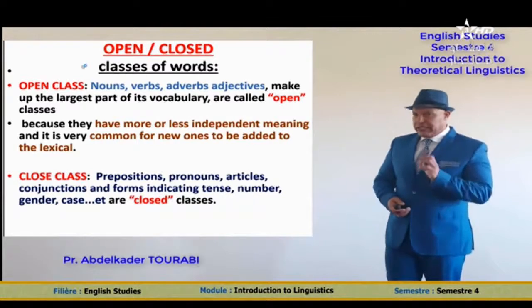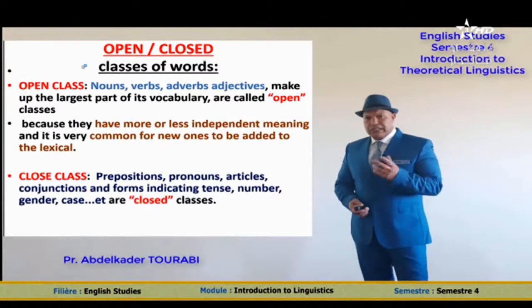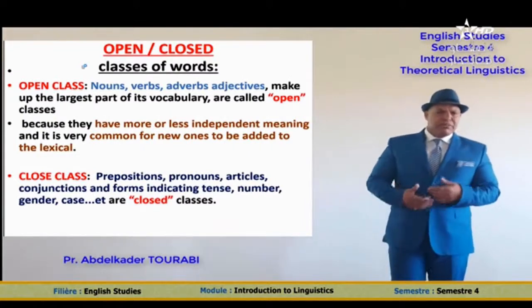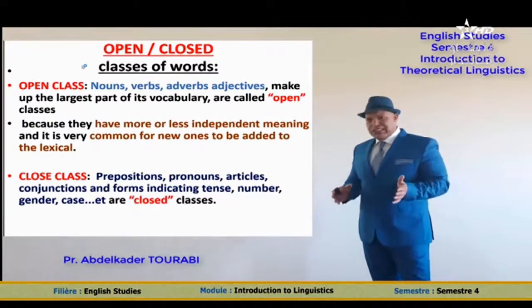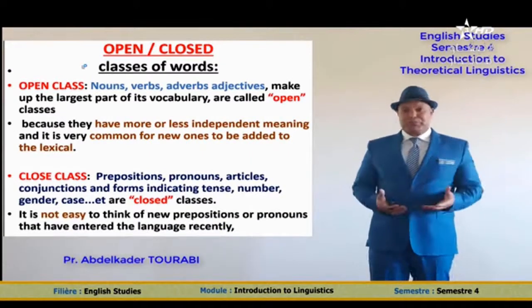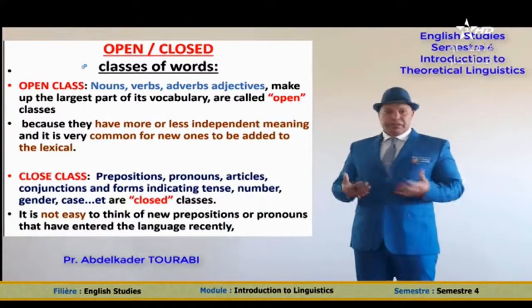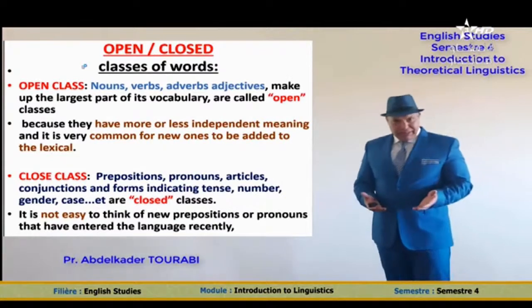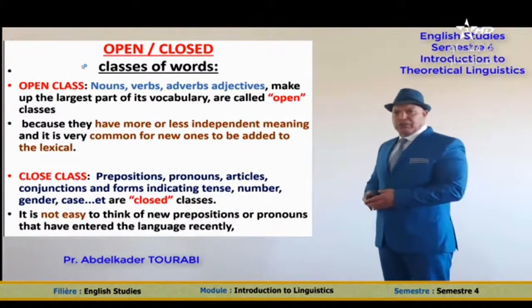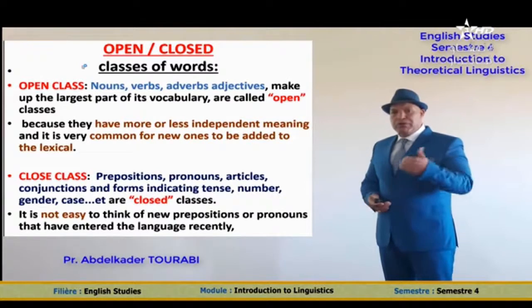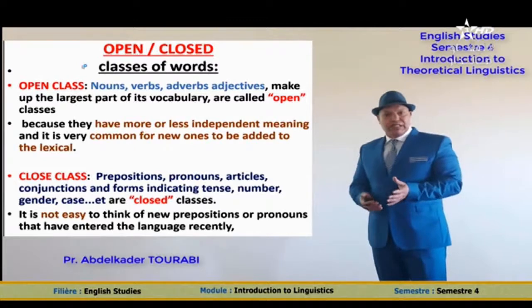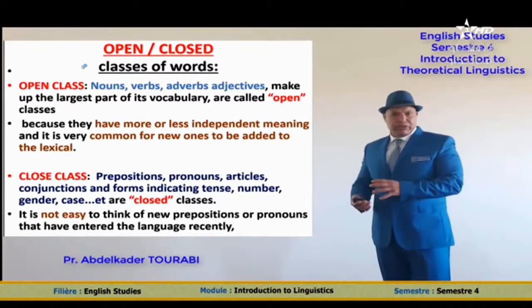But the closed classes, like prepositions, pronouns, articles, conjunctions, and forms indicating the tense, the number, the gender, the case, are closed classes. Why are they closed? Because it's not easy to think of a new preposition or pronoun that has entered the language recently. You can't create a preposition and add it into the language, and we can't even remember which one was the first or the second, because all those are closed classes that we can't add to or reduce.